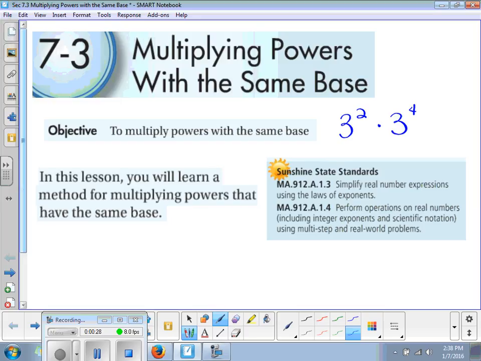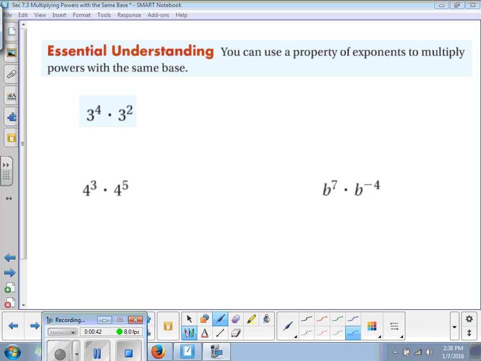If they do not have the same base, or you cannot make them into the same base, then it's already simplified as far as it can. We'll get to that when we get to it, okay? So here you can use a property of exponents to multiply powers with the same base. So here we're going to look at 3 to the 4th times 3 squared. Now, we're going to come up with a property, okay?